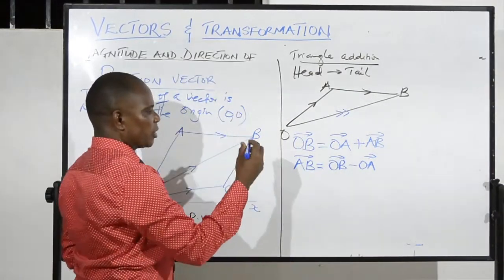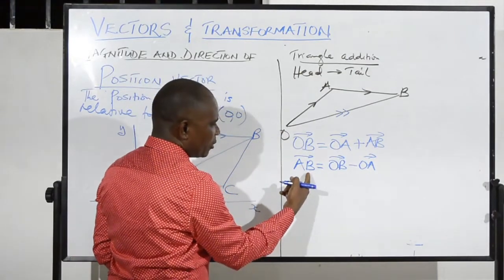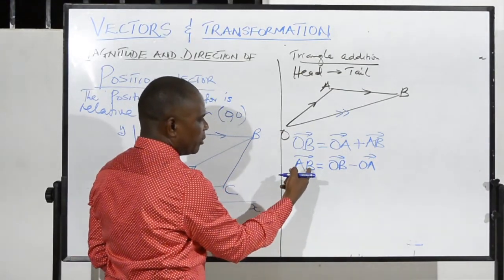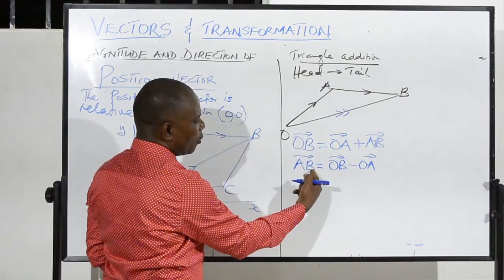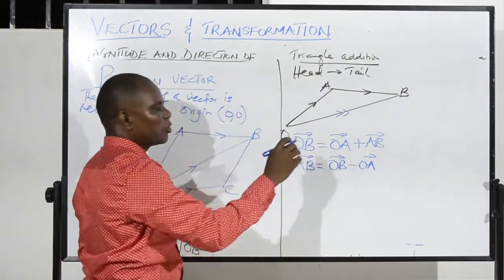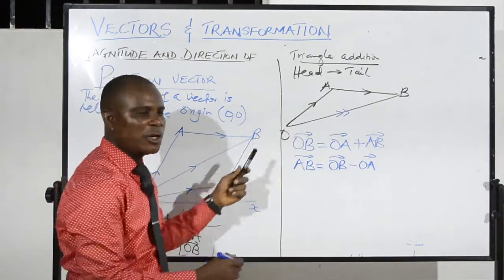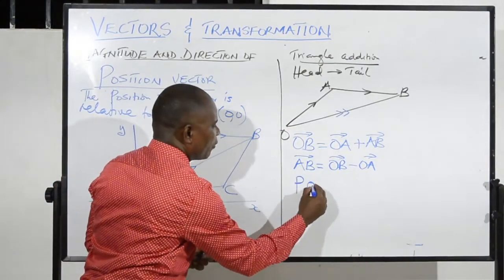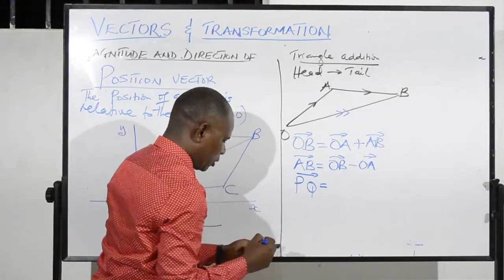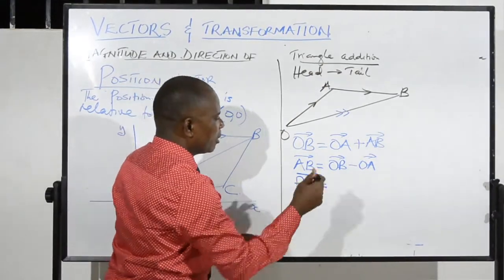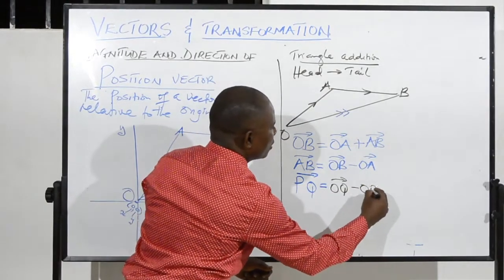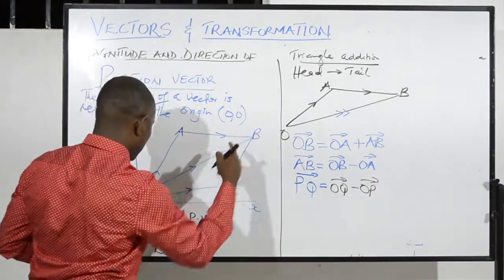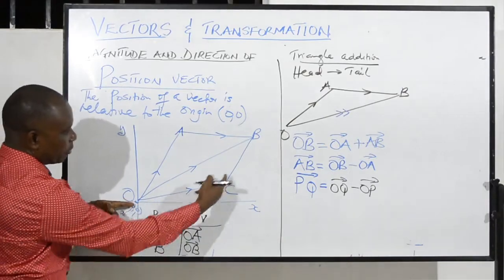In summary, if I'm finding the position vector of AB, then I must move from the back: it is OB minus OA, just to be precise. It came from this structure. So if I now want to find the position vector of PQ, with this order, I can say it is OQ minus OP.